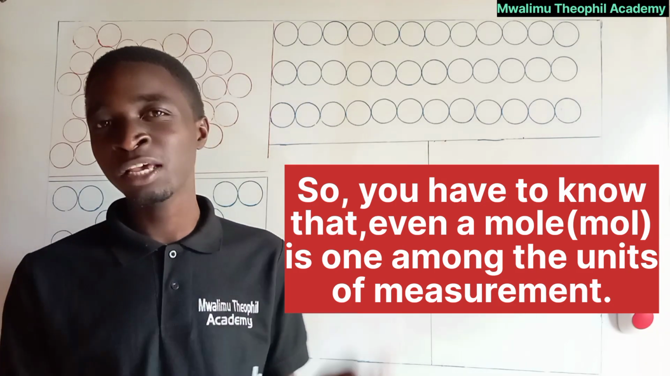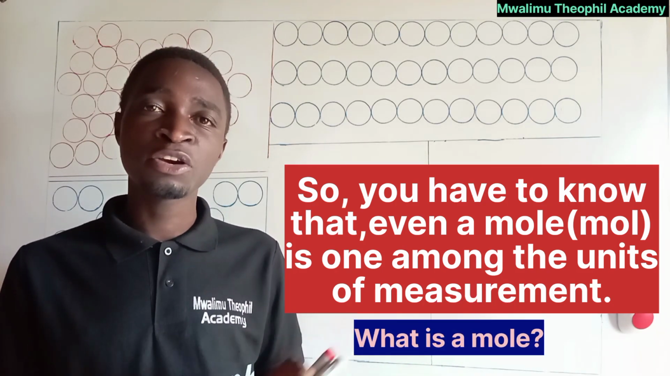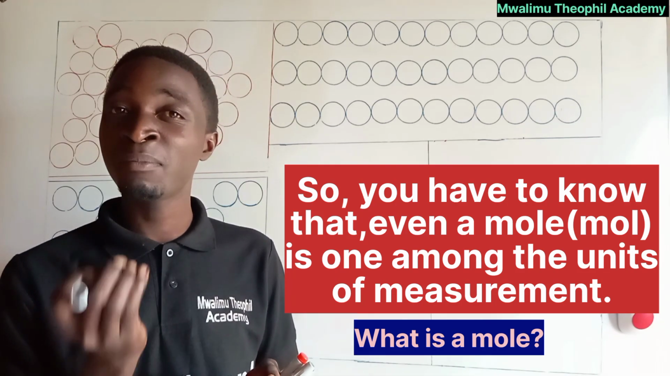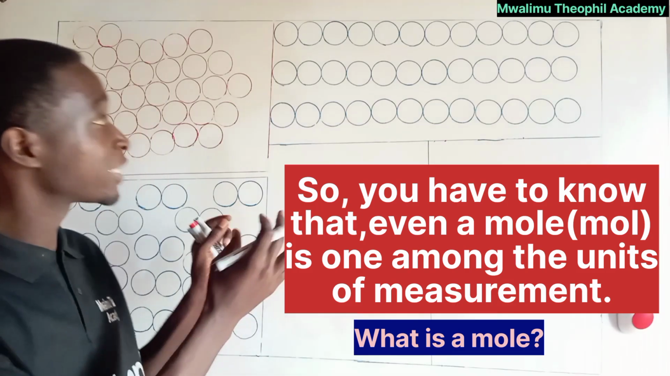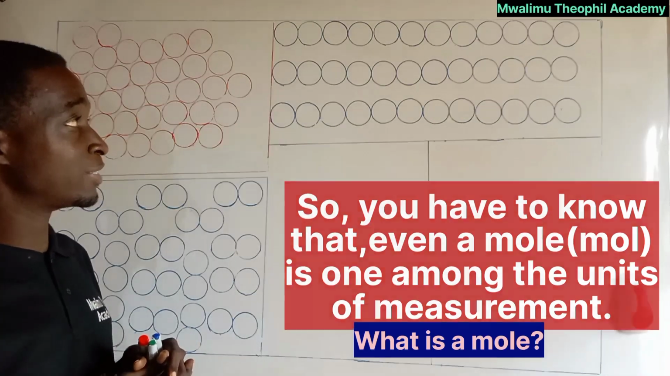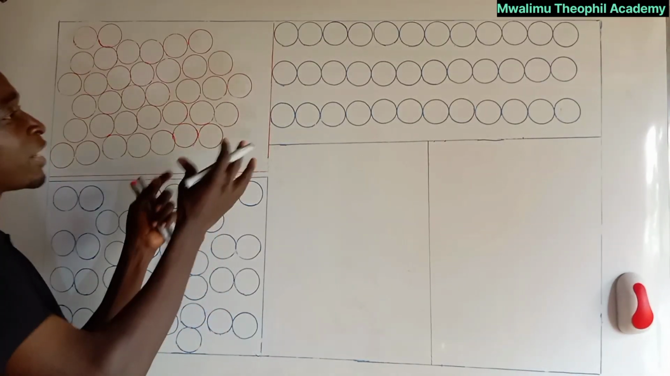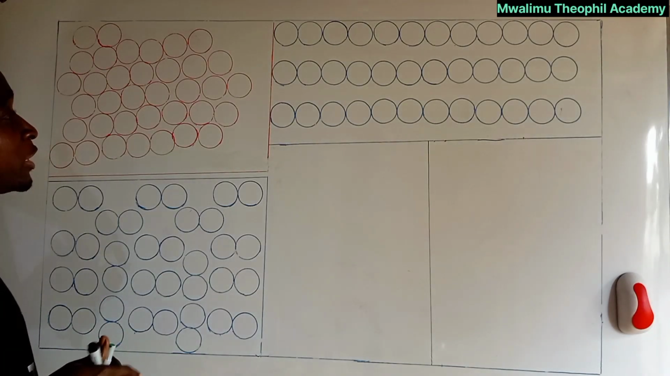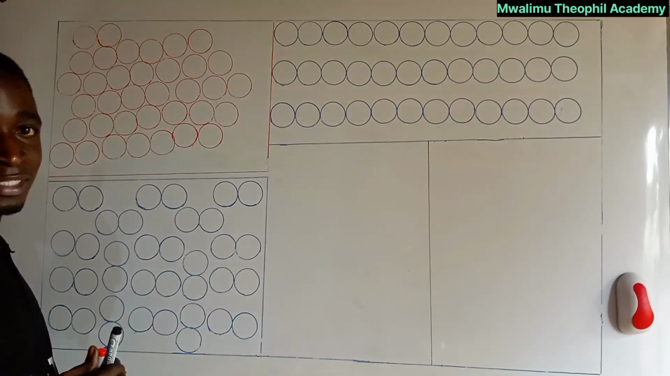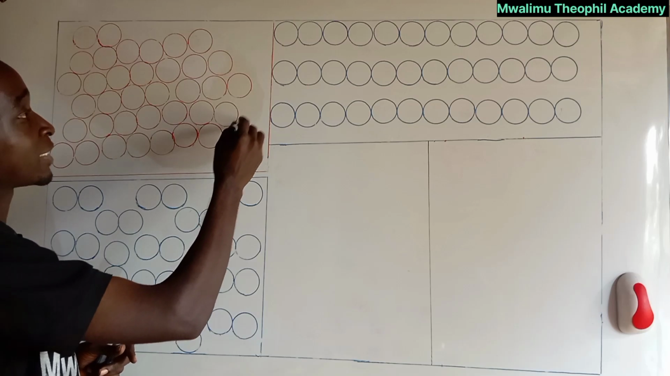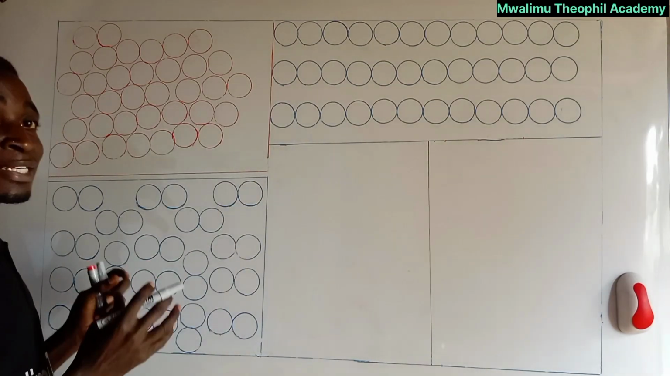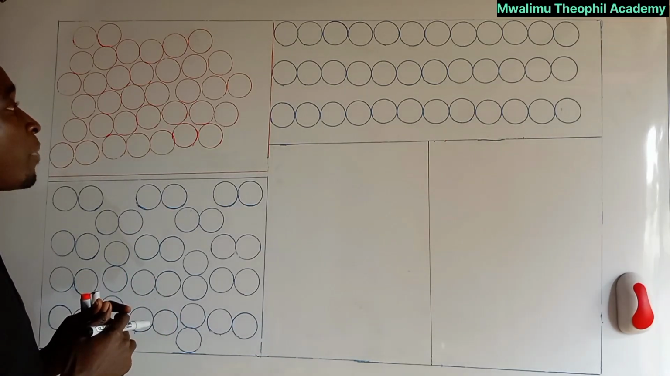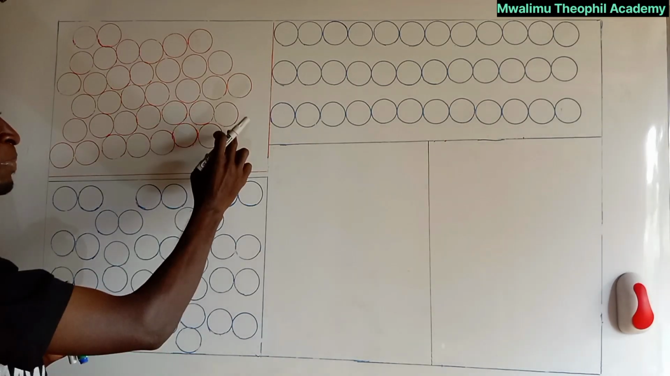Now, what is a mole? Before I tell you the meaning of a mole, let us start by looking at these figures. We have various items here which are grouped in three parts: a first part, a second part, and a third part. Let us start by counting the number of items in the first part.